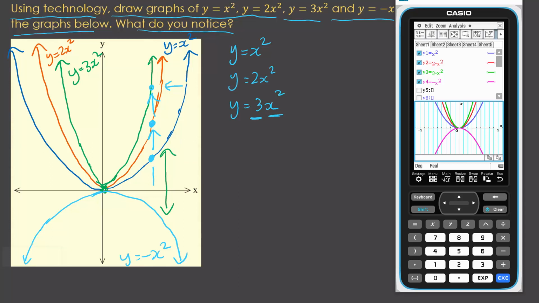So whatever the x value is here, let's say it's 2. That means that this point here would be at 2, 4, because its y is x squared, 2 squared is 4. Now this point here would be at 2, 8, because you do 2 times 2 squared. And this one here would be at 2, 12, because it's 3 times 2 squared.